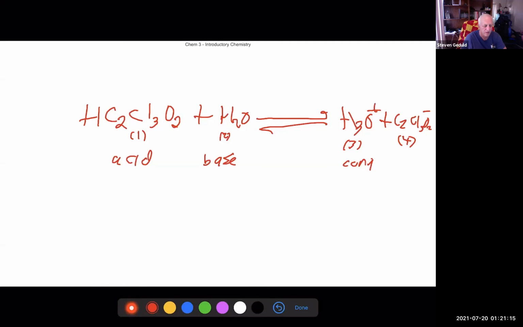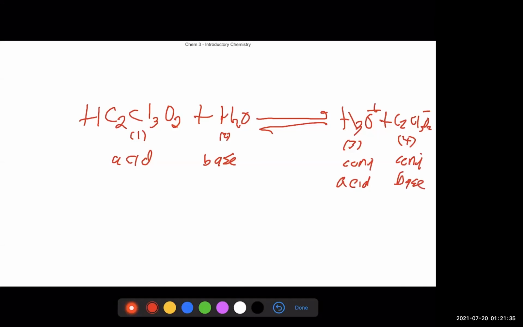And what does it do? Look at the reverse reaction going from right to left now. Does H3O plus going backwards give up a proton or accept the proton? It gives up a proton. So it's a conjugate acid because it's giving a proton. And this is a conjugate base because it accepts a proton going right to left.